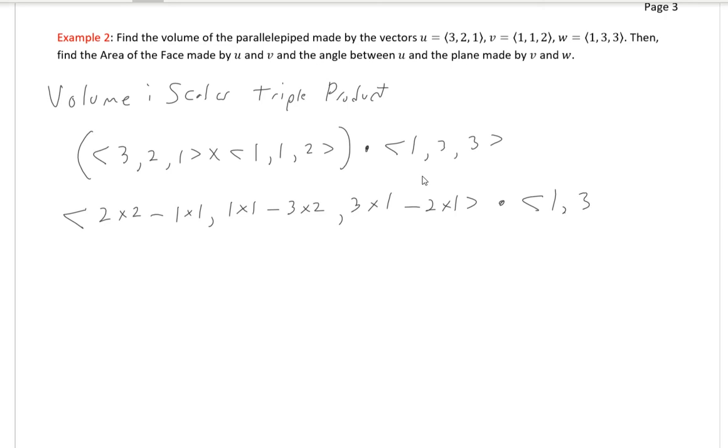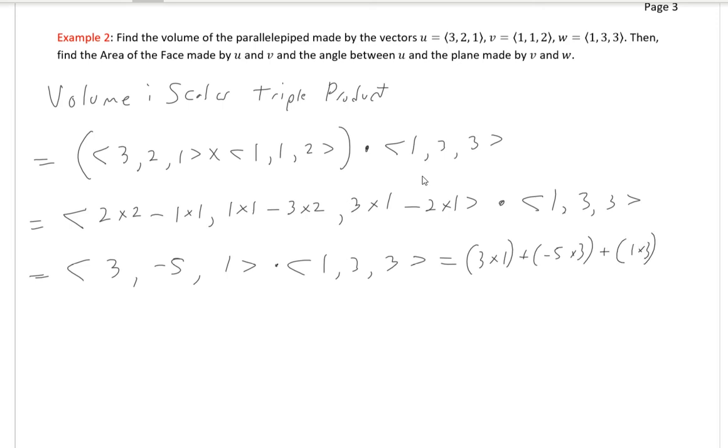Dot product with 1, 3, 3. So that gives us 4 minus 1 is 3. 1 minus 6 is negative 5. And then 3 minus 2 is 1. Okay, just making sure. Dot product with 1, 3, 3. Dot product's a little bit easier. Just multiply the associated components. So you get 3 times 1 plus negative 5 times 3 plus 1 times 3. That gives us 6, and that gives us negative 15. So that will give us negative 9 overall. Take the absolute value of that, and we get 9 as our volume. All right. So that's our overall volume.